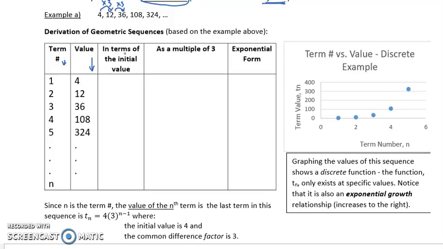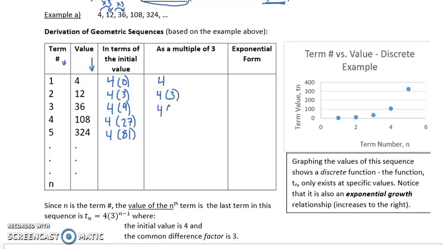If we're to write that in terms of the initial value, this is just 4 times 1. The second one in terms of the initial value is 4 times 3. The next one, 4 times 9. The next one, 4 times 27. And then 4 times 81. As a multiple of 3, we could write that as 4 times, well, no multiple of 3. In the second case for 12, we could write that as 4 times 3, same thing as we had.